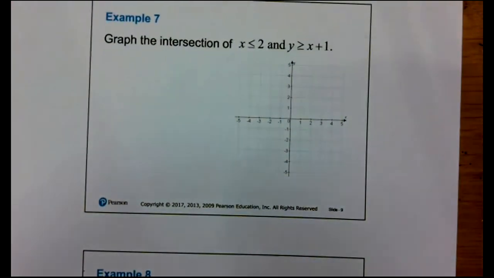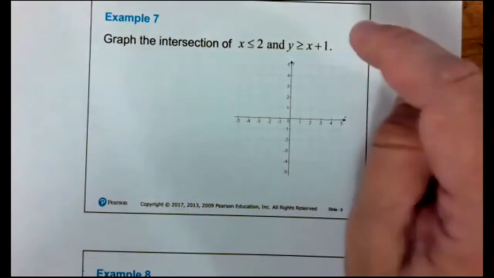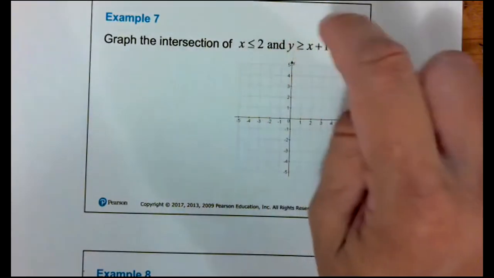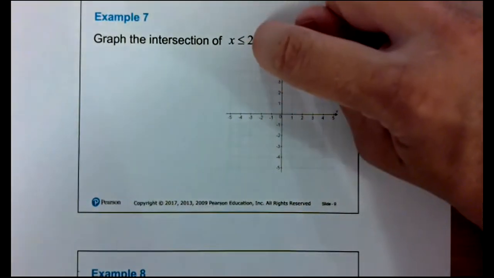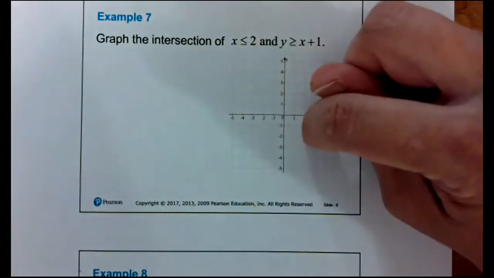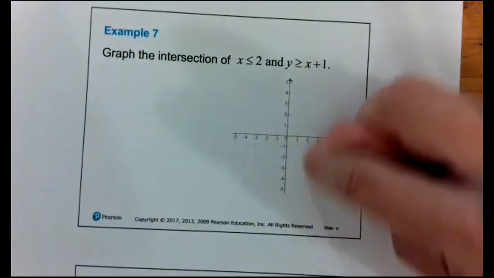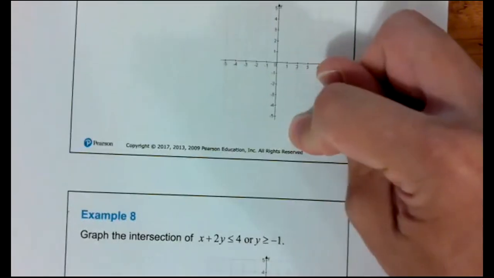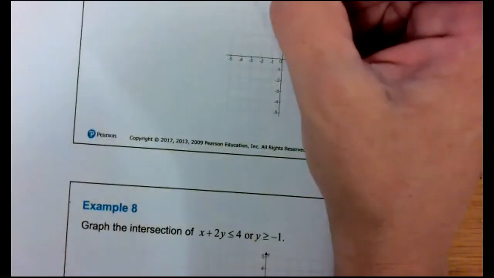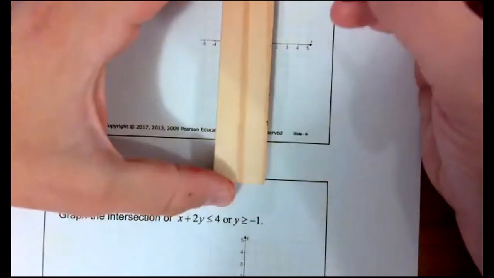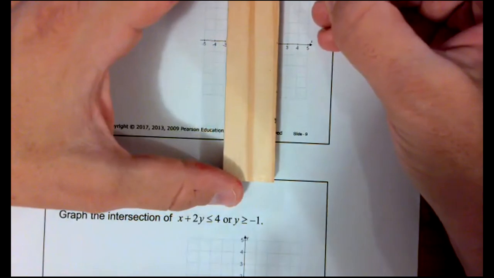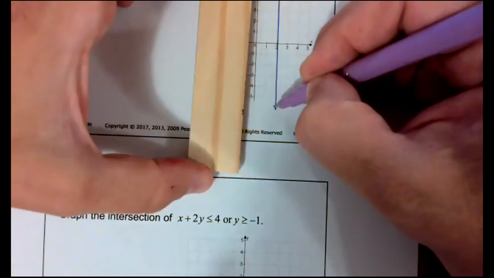All right, example 7. Graph the intersection of x is less than or equal to 2 and y is greater than or equal to x plus 1. All right, let's start with x and 2. That means this line right here, right? It crosses x at 2 and it is a vertical line. So I'll draw that. Because of the equal sign, it's a solid line. So it'll look like that.